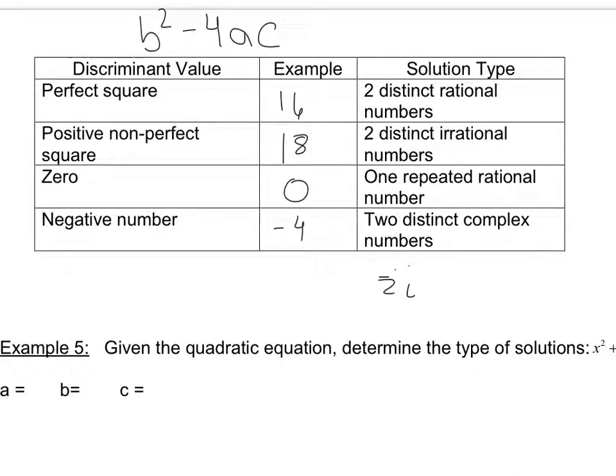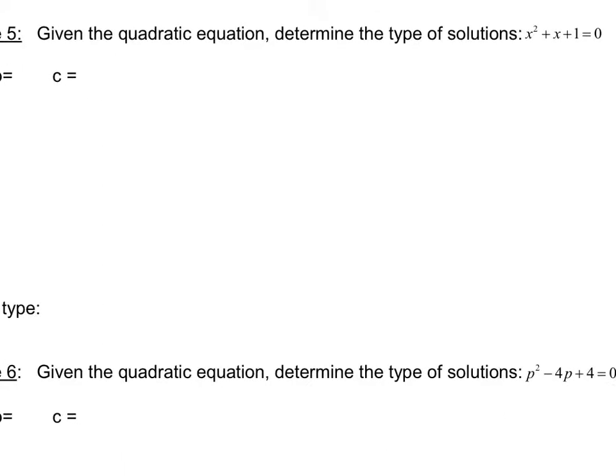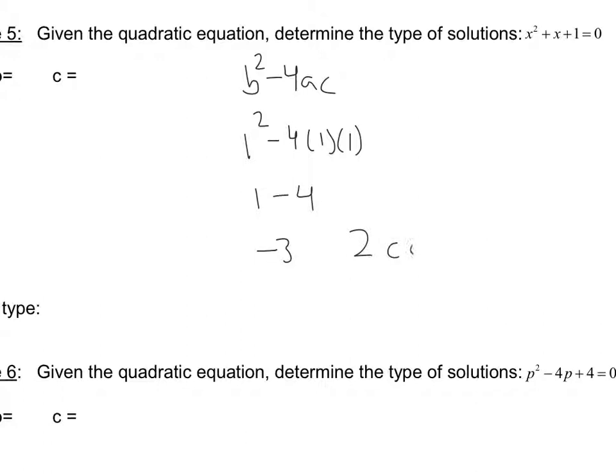So all they're wanting you to do here, it says, given the quadratic equation, determine the type of the solution, okay? So just calculate the b squared minus 4ac. So you have 1 squared minus 4 times 1 times 1. So you have 1 minus 4, negative 3, so you have two complex numbers. Or you could say 0 real, in case there is another option. Because if you have two complex, it means there's no real numbers. Okay?